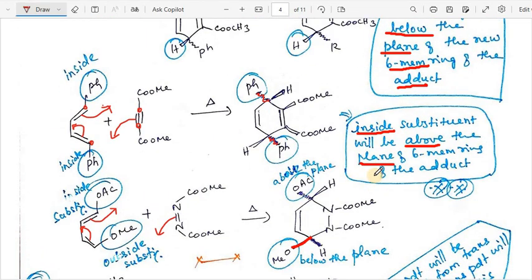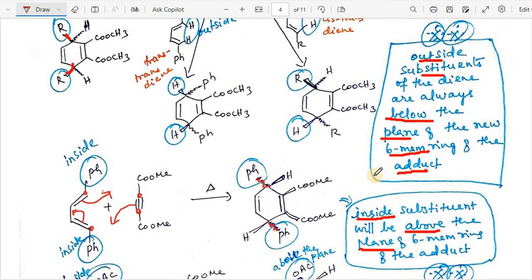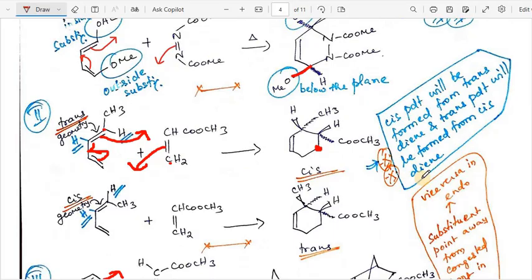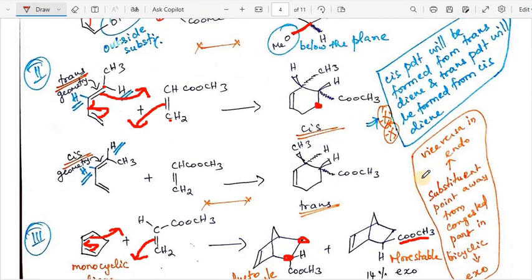So from these examples, what we have considered is that outside substituents of the diene are always below the plane of the new 6-membered ring of the adduct, and the inside substituent will be above the plane of the 6-membered ring of the adduct. And coming to the second series of examples, cis product will be formed from trans diene and trans product will be formed from cis diene.